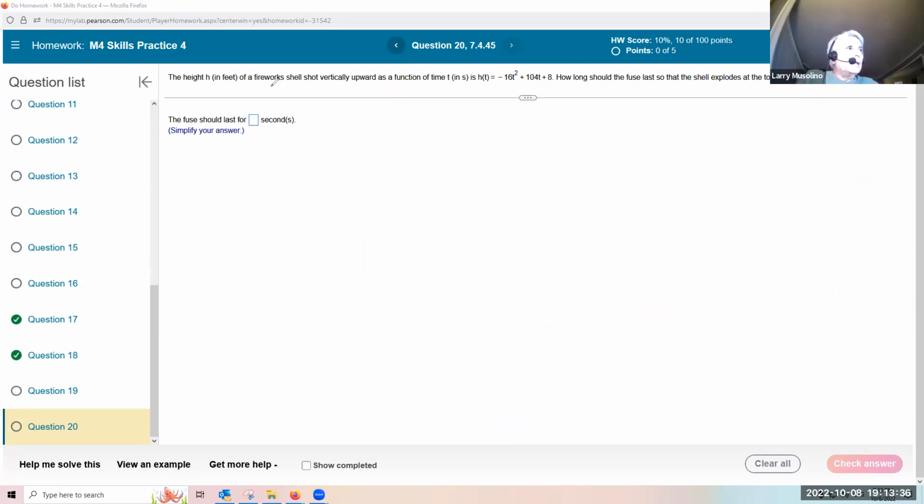It says the height of a fireworks shell shot vertically as a function of time is this kind of an equation. How long should the fuse last so the shell explodes at the top of its trajectory? Well, I'm going to try to come up with some kind of a graph here to help me interpret what's going on. Now I'm noticing this is a quadratic equation because it has a t squared.